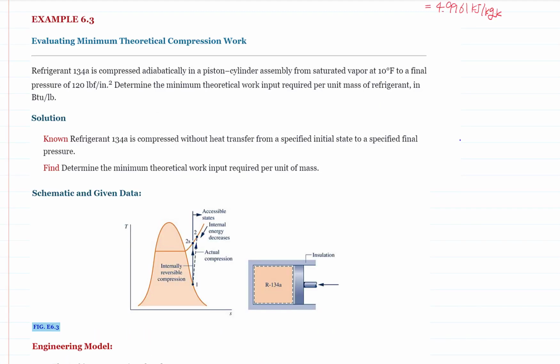Here is another example. Refrigerant 134A is compressed adiabatically in a piston cylinder assembly from saturated vapor at 10 degrees Fahrenheit to a final pressure of 120 pound-force per square inch. Determine the minimum theoretical work input required per unit mass of the refrigerant in BTU per pound.